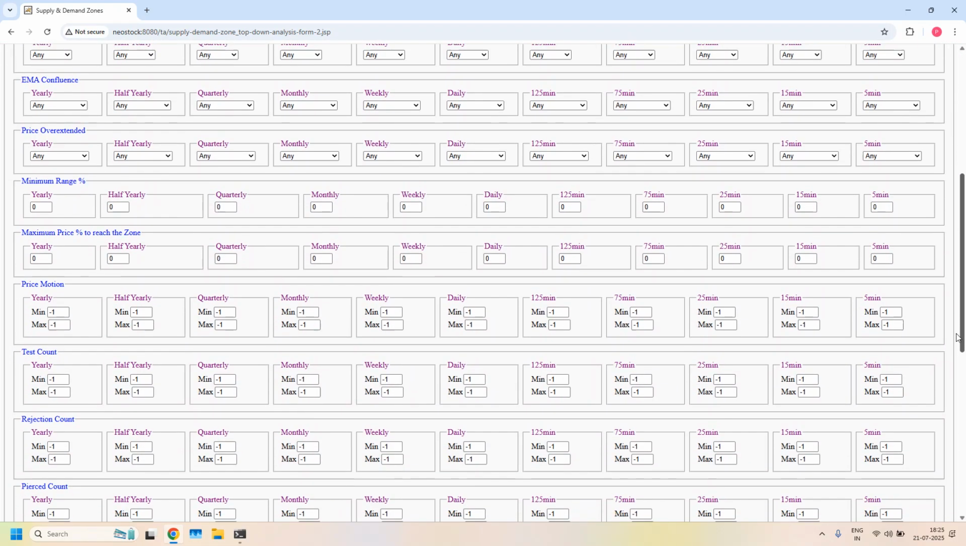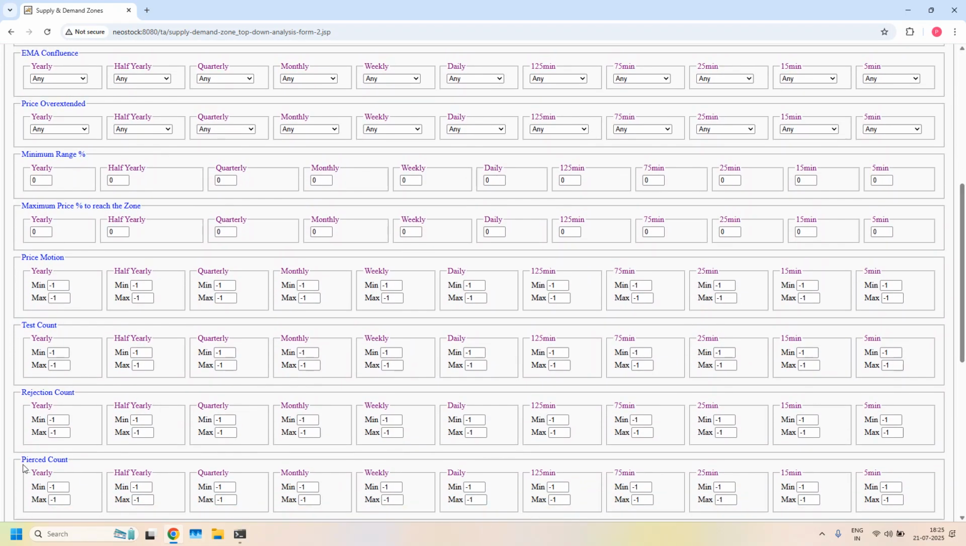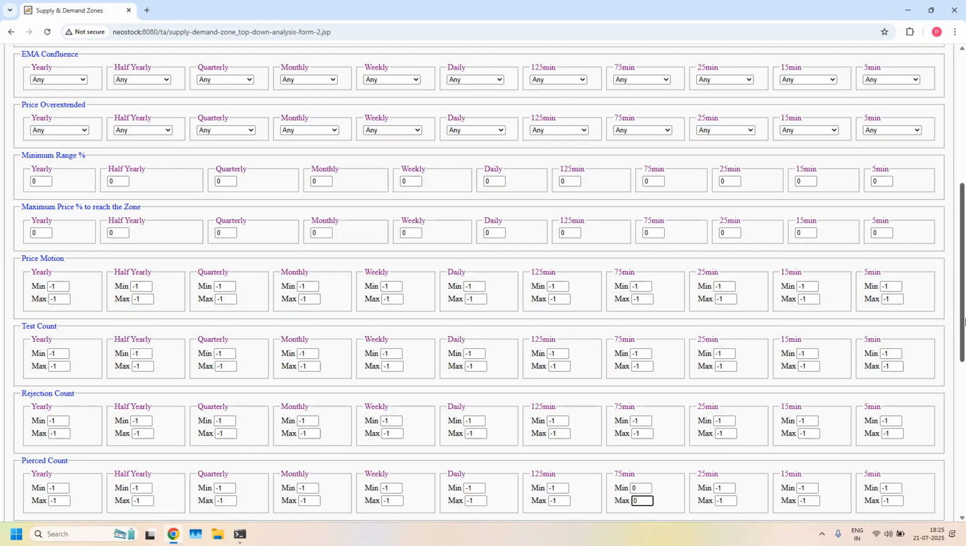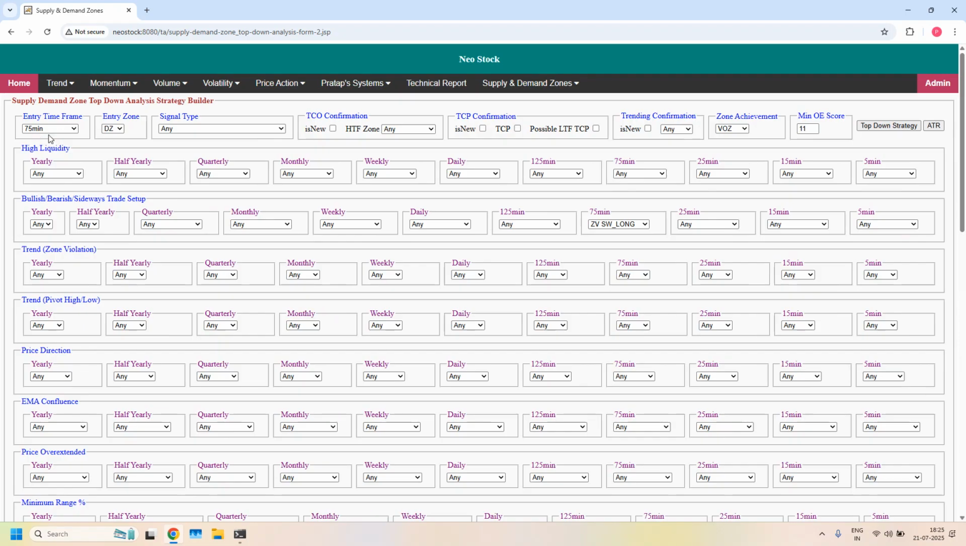From now onwards, we don't accept pierced zones. So to identify that the zone is not pierced, in the pierced count at the 75 minutes entry time frame zone, you need to set minimum value 0, maximum value 0. That means pierced count value is 0. Pierced count value 0 means zone is not pierced. Which zone? 75 minutes demand zone, because all the filters we are applying on the 75 minutes demand zone.